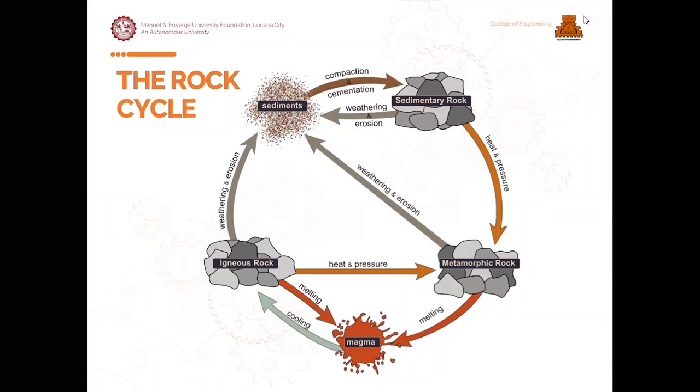So depending dun sa exposure niya na environment, or kung saan siya located o physically exposed, mangyayari yung cycle natin, no? So, tandaan nyo lang lagi na ito yung mga major processes na nangyayari sa rock kung paano siya nag-change from one form to another. Okay?